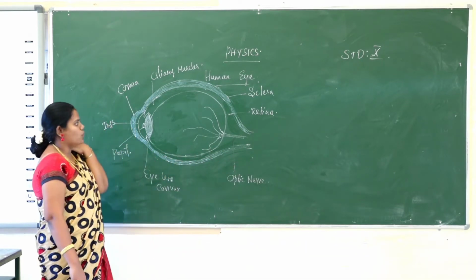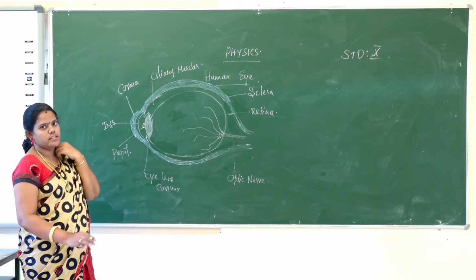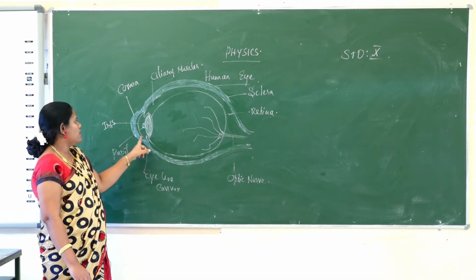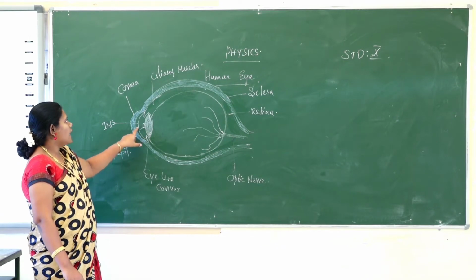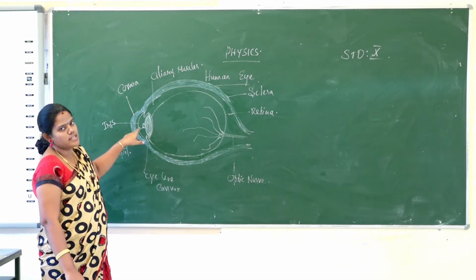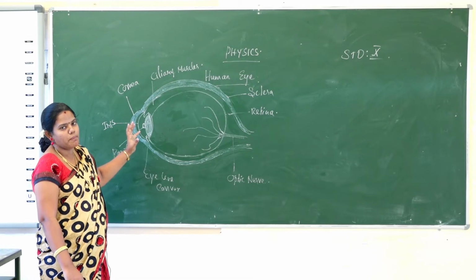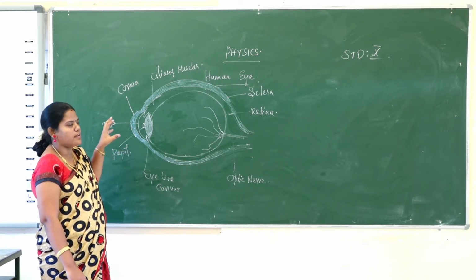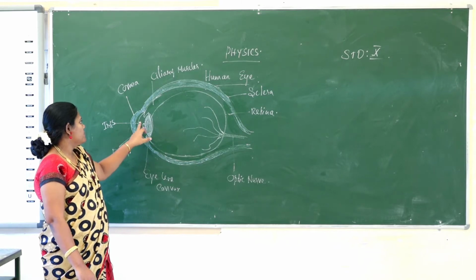Okay, so once again I will repeat all the parts of the human eye. The first is the outer layer, the sclera, and the second is the cornea. The cornea is the outer layer at the front part of the eye, and through that part the light enters the lens. The third part is the iris.